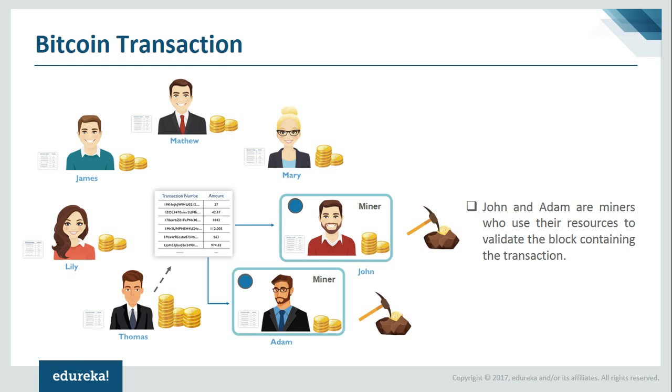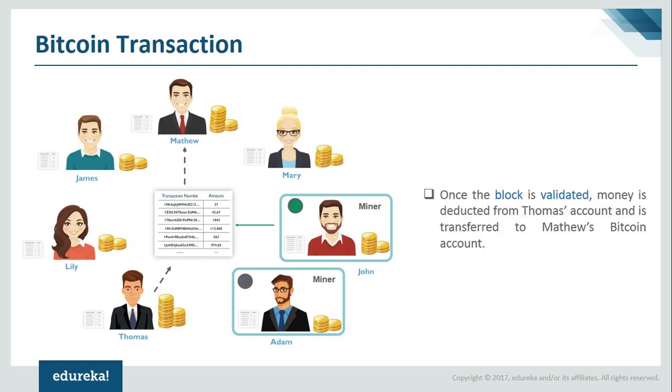Once either of them have verified this transaction, they're going to suggest to everyone else as part of the network that this is a valid transaction and the amount can get deducted from Thomas's account and can be sent to Matthew's account. Now, you may be wondering, why would John actually spend time as well as Adam waste their resource in verifying these transactions? That's where the blockchain system or the Bitcoin system surprises you.